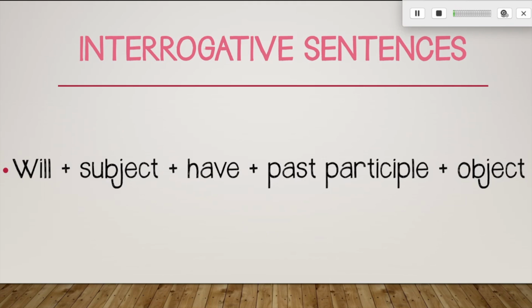Now I'm going to explain to you the interrogative sentences. Here the order changed a little bit. First we have will, then the subject, and after the subject we have have. After have comes the past participle, and the last thing in the sentence is the object. So now let's see the examples.